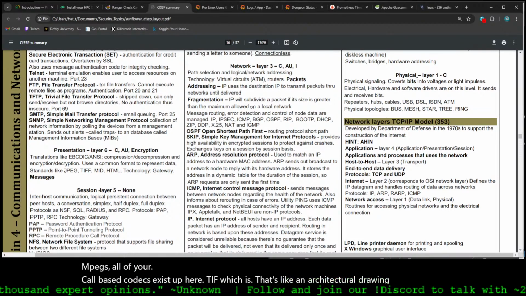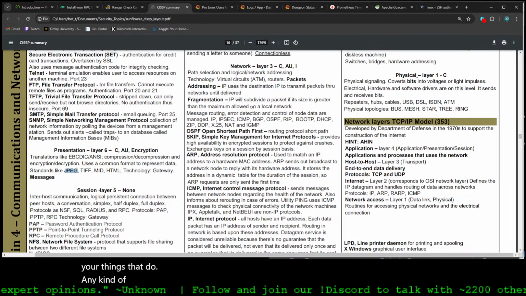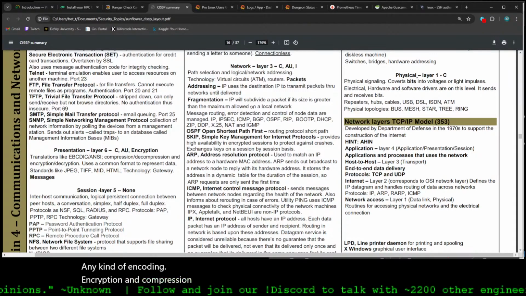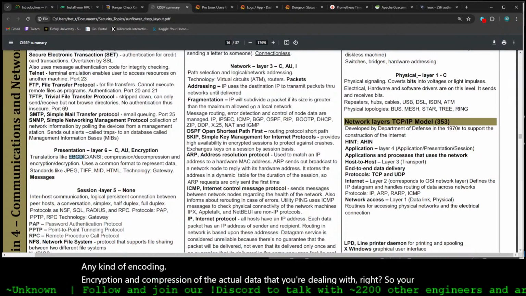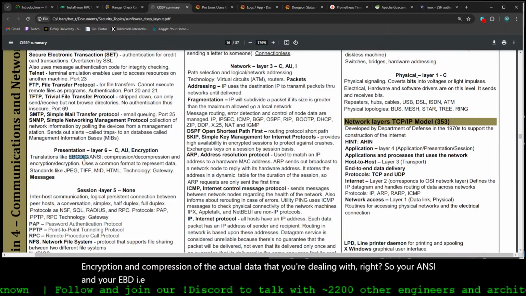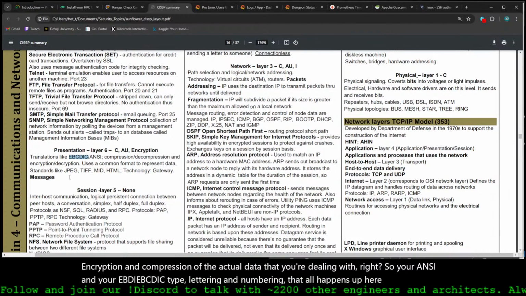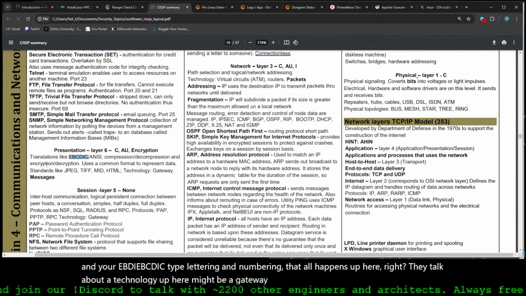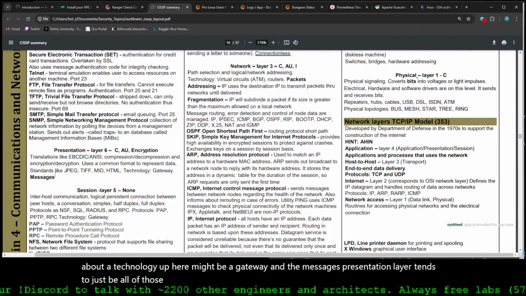All of your things that do any kind of encoding, encryption, and compression of the actual data that you're dealing with, right? So your ANSI and your EBCDIC type lettering and numbering, that all happens up here, right? They talk about a technology up here might be a gateway and then messages. Presentation layer tends to just be all of those things. Yep. So there you go.